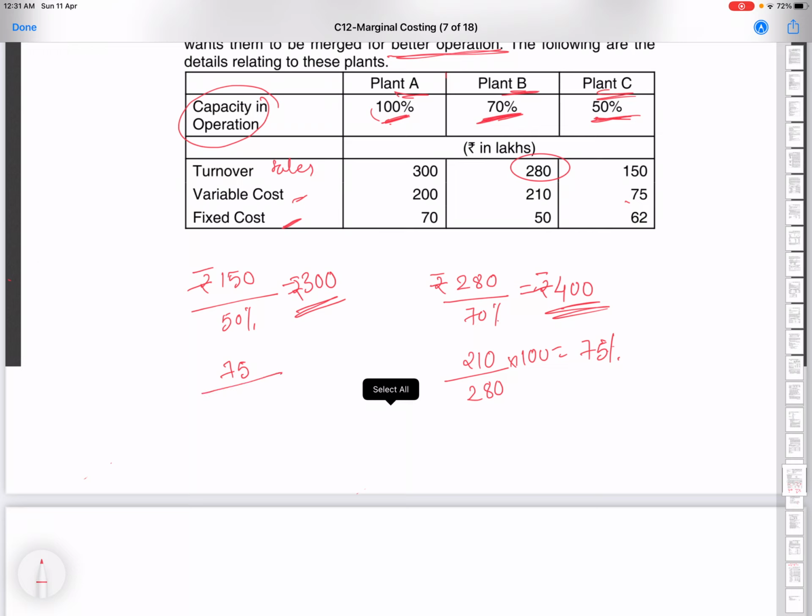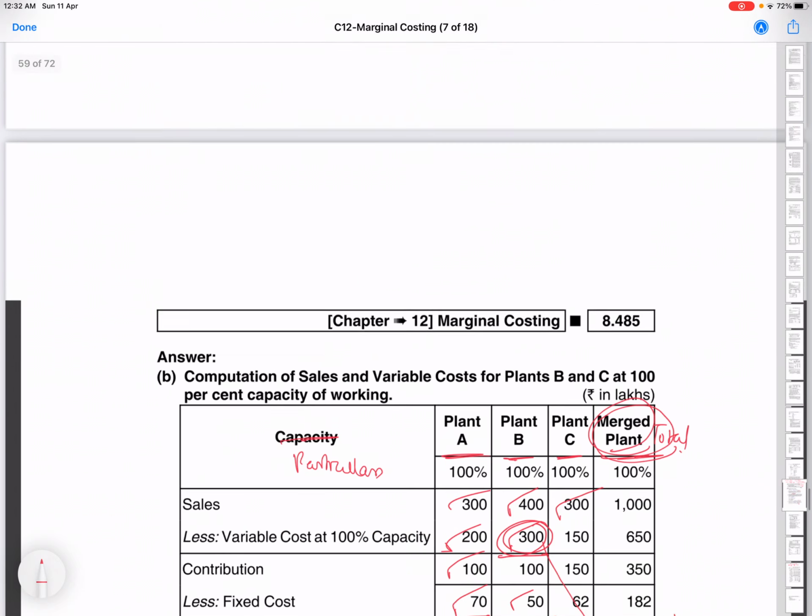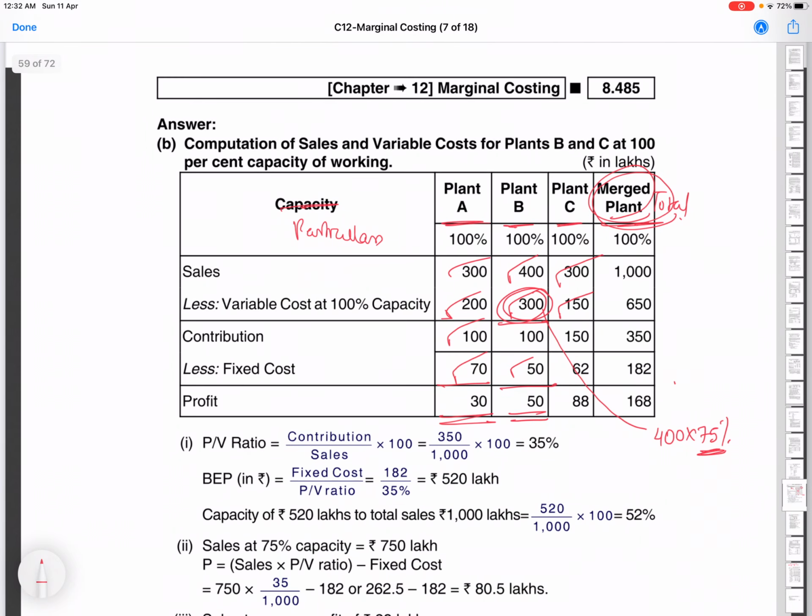Next, what is the variable cost? Variable cost has a direct relationship with the sales. So I will do 75 divided by 150 into 100. 75 divided by 150 means 50%. If I apply this 50% on 300, I got 150. Then contribution, you subtract it, 150.